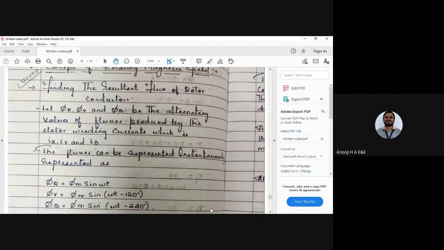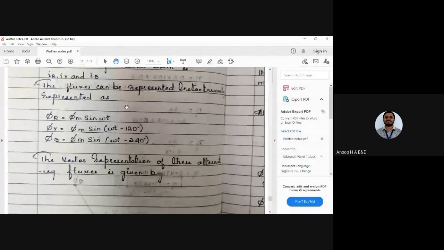Okay then. Moving on to the next one, we have this concept of rotating magnetic field. You have to find out what is the resultant flux acting on the rotor conductors that is produced due to the alternating values of fluxes in all the three phases in the stator winding currents, which are IR, IY and IB. Let phi R, phi Y and phi B be the alternating values of fluxes which are produced by the stator winding currents IR, IY and IB.